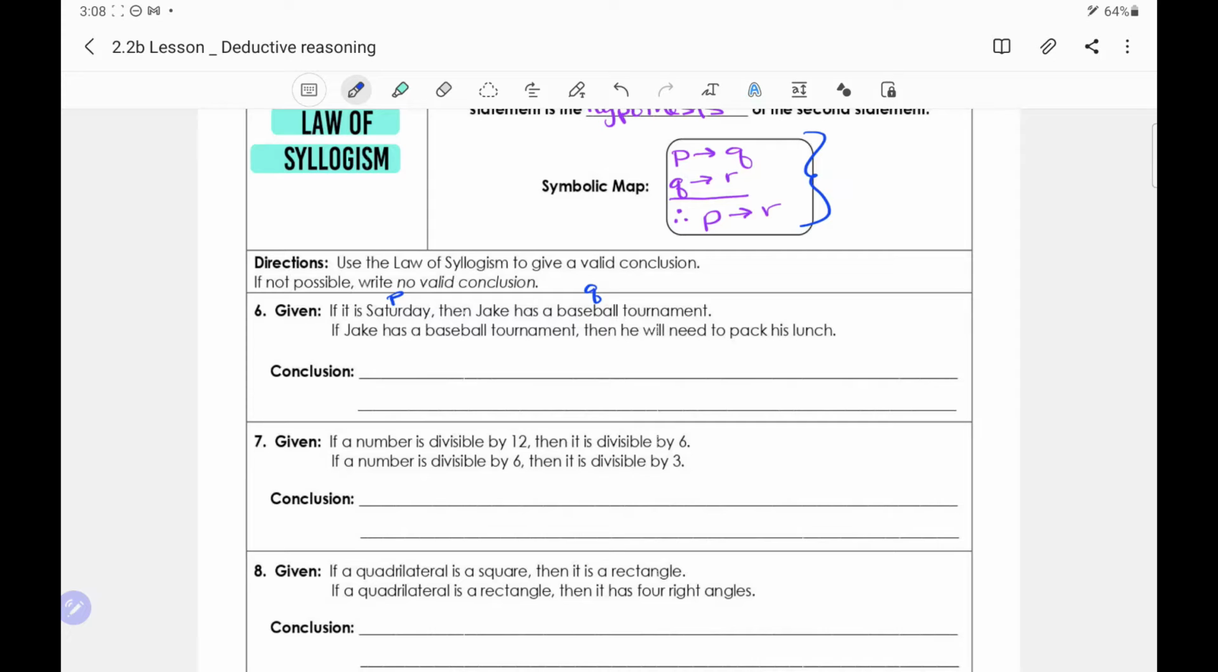Let's use our map to make sure that we're on the right track. We have P for it is Saturday and Q, Jake has a baseball tournament. If Jake has a baseball tournament, is this the same as Q? Jake has a baseball tournament, Jake has a baseball tournament. So this is still Q. Then he will need to pack his lunch. This is our third statement, R. So you see how I have if P then Q, and then I have if Q then R. So in this case, I can make a valid statement.